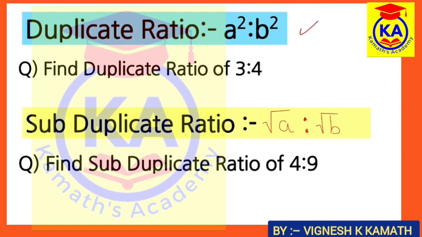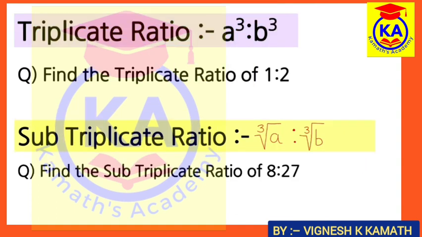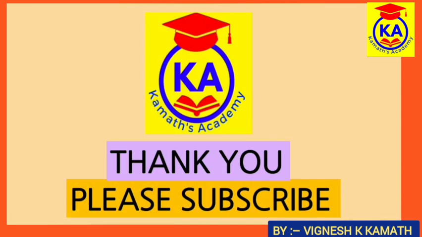In duplicate ratio, the form is a square is to b square, and in subduplicate ratio there is square root of a is to square root of b. In triplicate ratio there is a cube is to b cube, and in subtriplicate ratio there is cube root of a is to cube root of b. I hope you are clear with this.